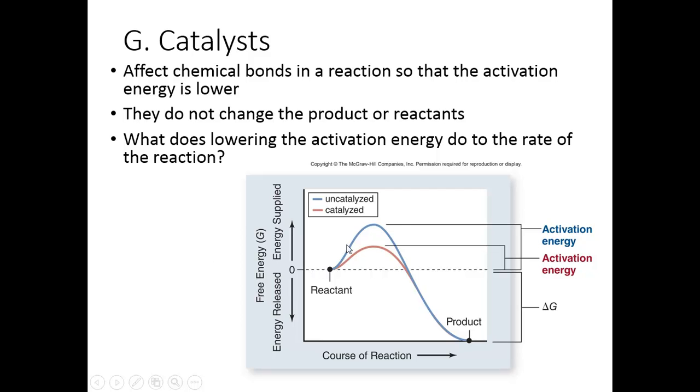Okay? So in this graph, again, you have an exergonic reaction where the products are lower in energy than our reactants. And this blue line is the activation energy without a catalyst. When you have a catalyst, it reduces that activation energy, so the rate of the reaction goes faster.